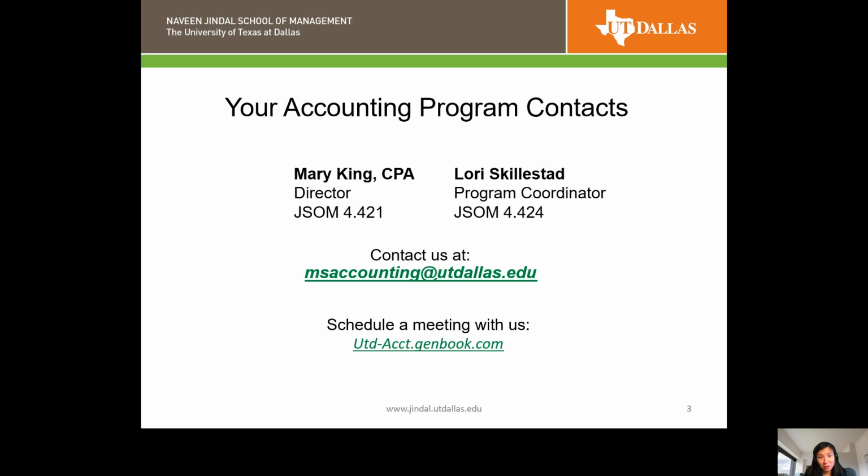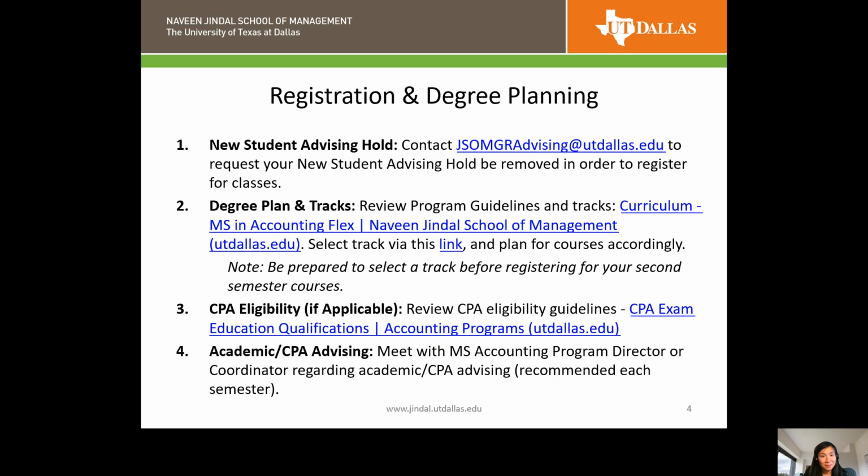You can email us at our personal emails or our general shared email, and also feel free to make an appointment with us through the GenBook appointment system or by emailing us. So some general steps that we would recommend for now. New student advising hold. If you haven't already, you'll want to request that that be removed by contacting the advising office. After that, you can actually register.